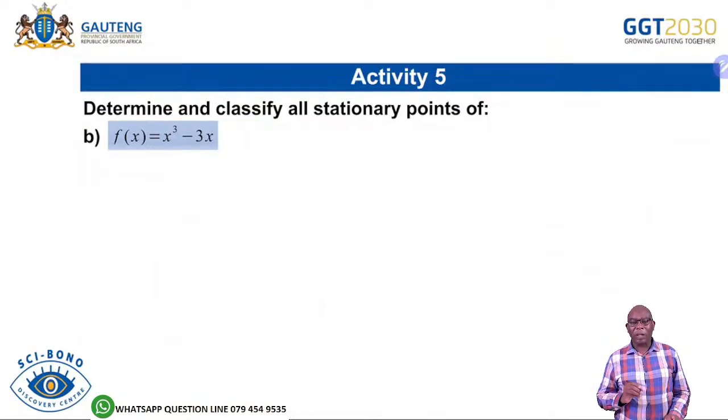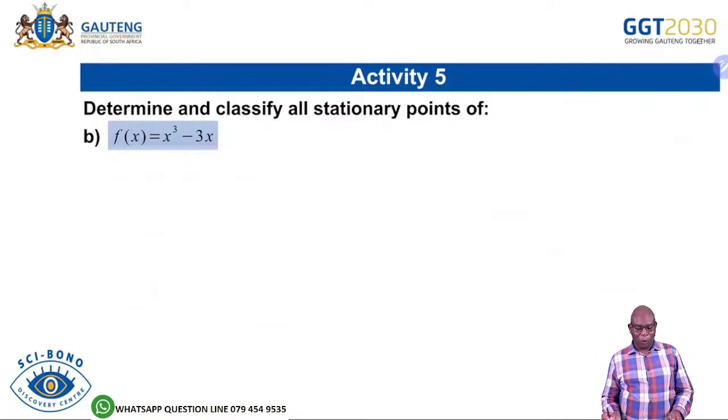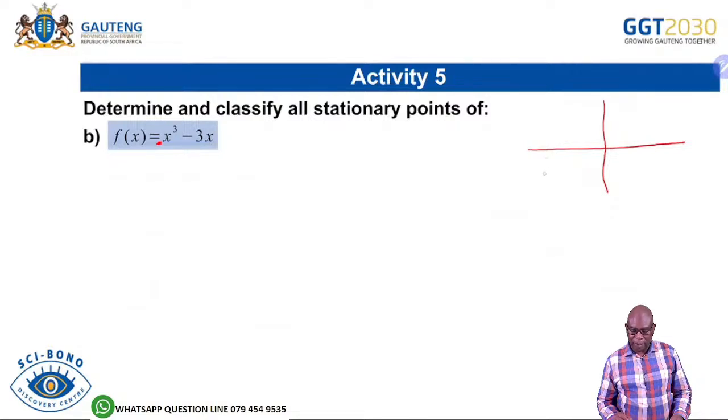The next one is different. The next one we have a cubic. Yes, that's what we want. We have a cubic. So when we have a cubic, we have a different story now. Remember I said when the A value is positive, then our sketch will look like this. So our sketch will start by increasing, decrease, and increase.